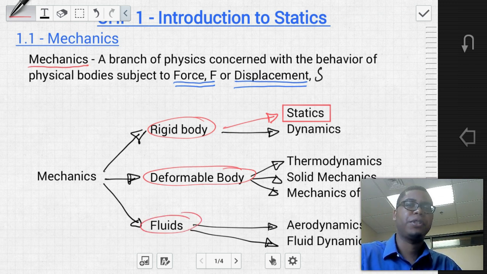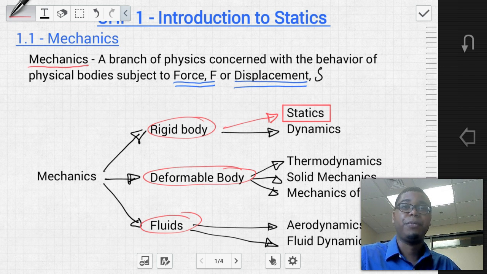Statics is really the first in a series of courses that you'll have to take in terms of engineering. Statics can be considered the first course that connects mathematics and general physics with engineering principles. Mechanics under rigid bodies consists of statics, which are static bodies, and dynamics, which are accelerating bodies. Followed by that, there are deformable bodies, which cover problems such as thermodynamics, solid mechanics, and the mechanics of materials. And then later on, there are fluids, which is aerodynamics and fluid dynamics.